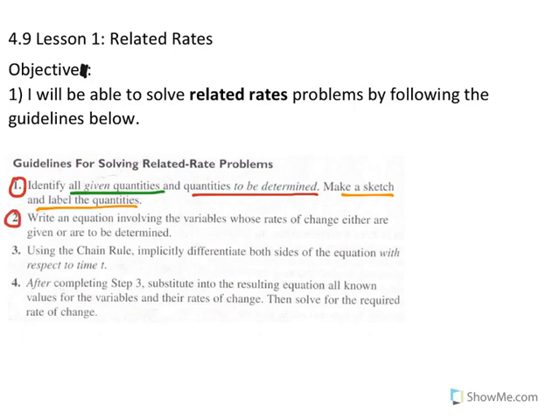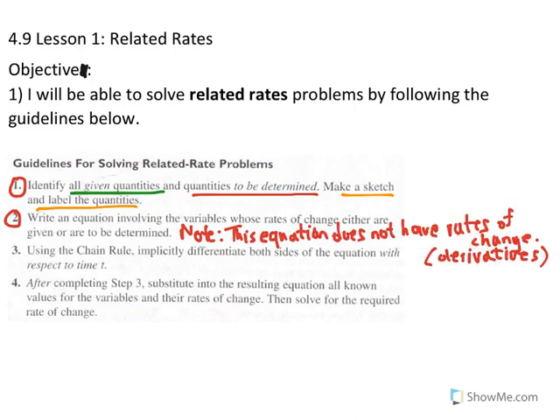Guideline number 2, write an equation involving the variables whose rates of change either are given or are to be determined. And I'll make a note here. This equation is actually an equation that involves variables but not their rates of change. So this equation does not involve any rates of change. It doesn't have derivatives. And you'll see that when we look at our example.